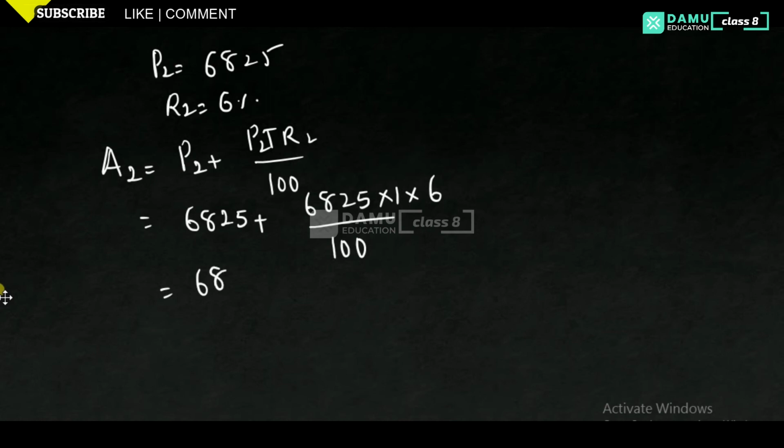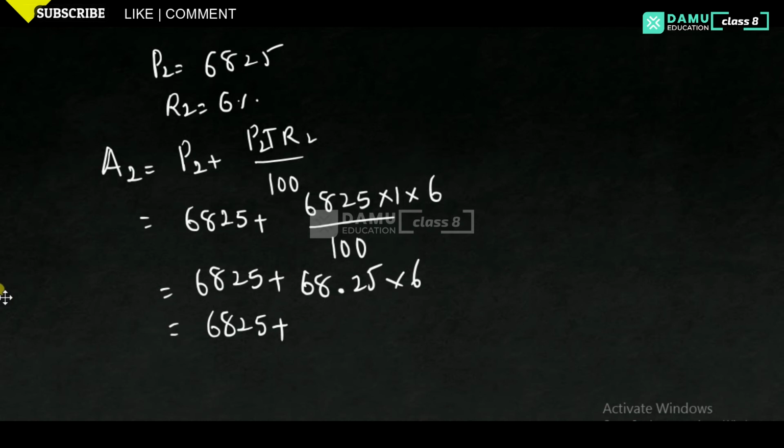That will be 6,825 plus, so here dividing by 100 gives 68.25. Two zeros are there, so we move 2 decimal places from this side. This one will be equal to that, into 6. So 6,825 plus 68.25 into 6.